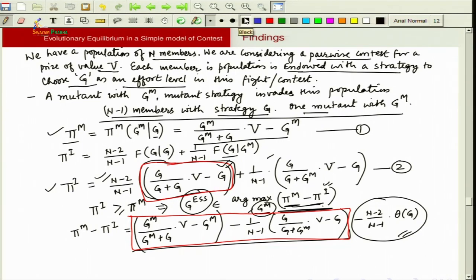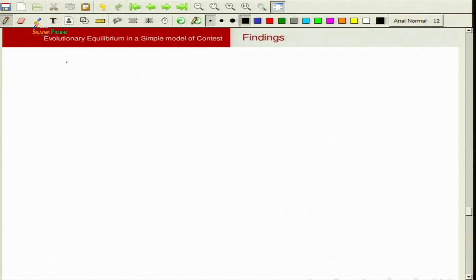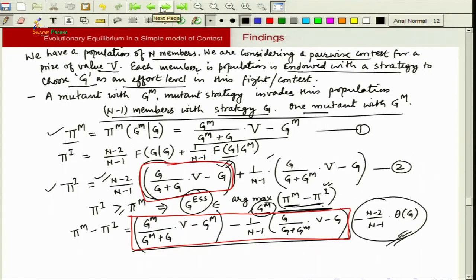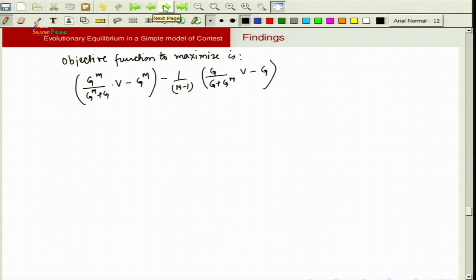So, let us do that. I can simply write my objective function to maximize as G_M upon G_M plus G, into V minus G_M, minus 1 upon n minus 1, times G upon G plus G_M, V minus G. We are ignoring the previous theta part that I described, and I am not writing it, because it is not a function of our decision variable, that is G_M.